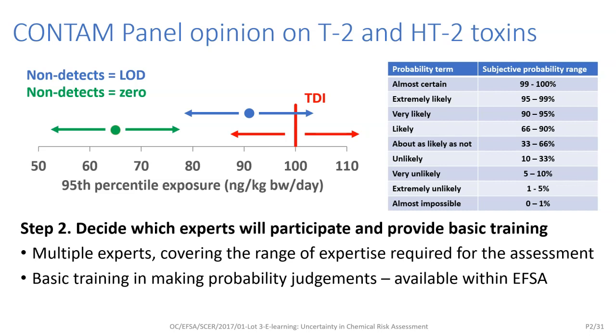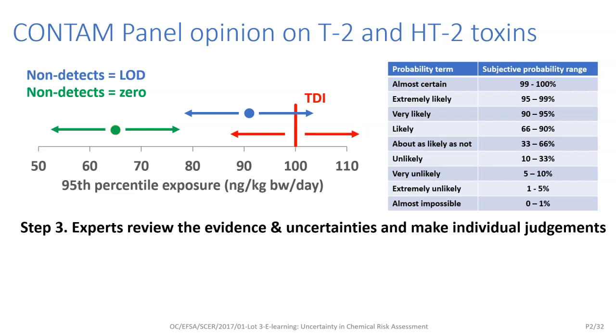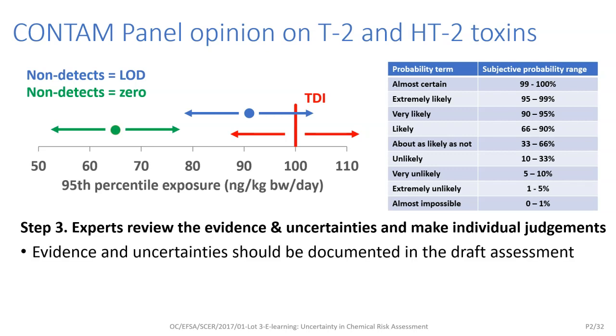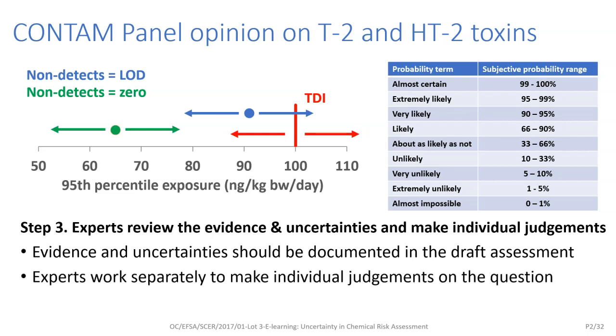It is also helpful to practice making a probability judgment for an example question before you do it in a real assessment. Step 3 is where the experts review the evidence and uncertainties and make individual judgments. The evidence and uncertainties should be available in the draft assessment or opinion, and the experts should work separately to make individual judgments on the question. It's efficient if the experts can do this between meetings, after being trained, and before the meeting where their judgments will be discussed.